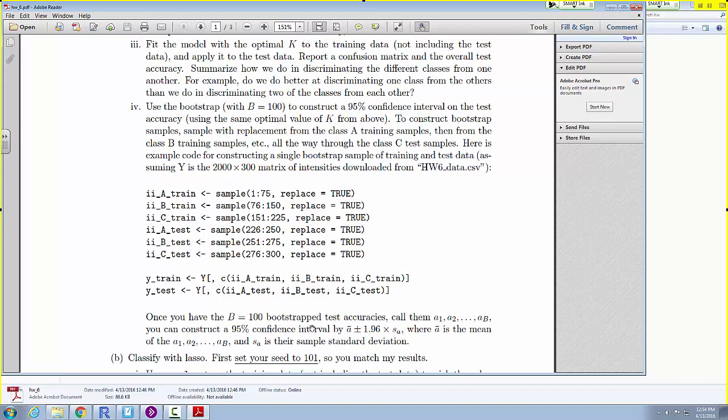Bootstrap is a way that you can use to approximate standard errors. And if you have a standard error and an estimate, you can construct a rough confidence interval. Estimate plus or minus 2 times standard error is an approximate 95% confidence interval.